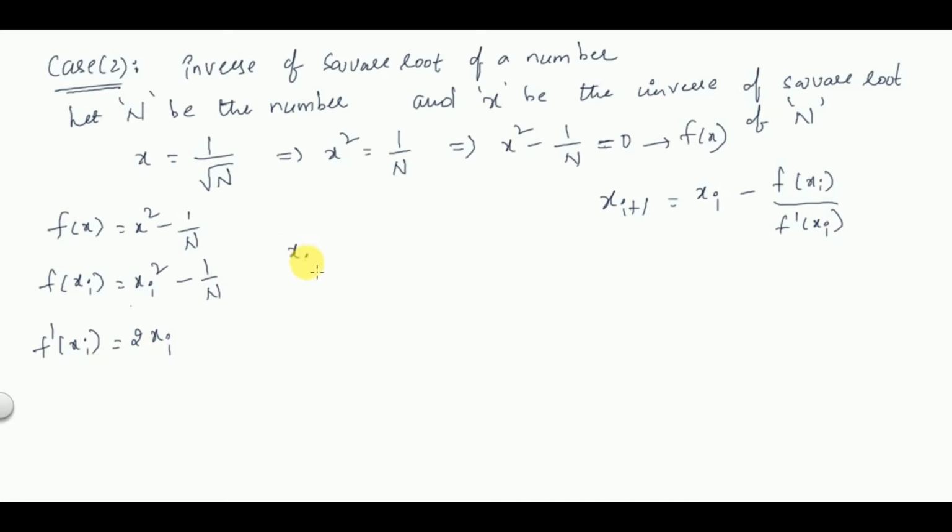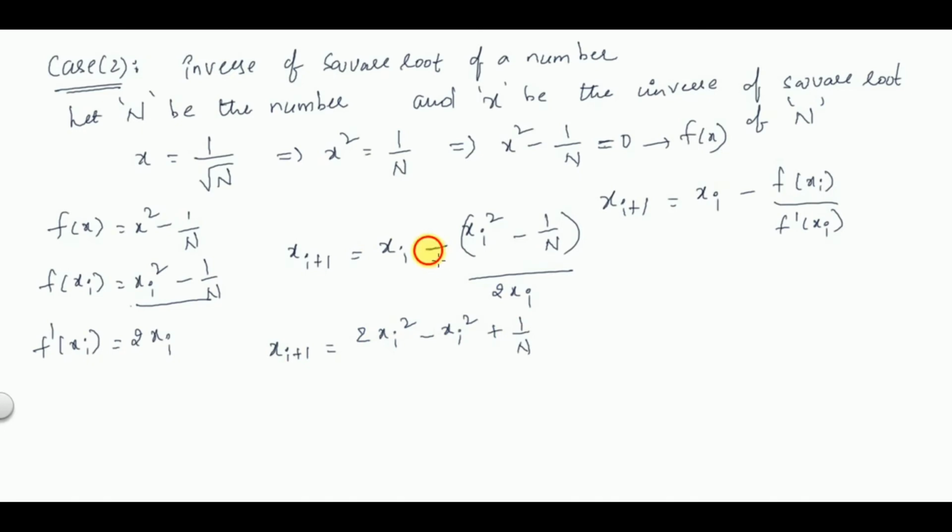So what will be xi plus 1 then? Xi plus 1 is equal to xi minus f of xi. F of xi is this one: xi square minus 1 by n, divided by 2xi. So xi plus 1 is equal to, taking LCM, you'll get 2xi square minus xi square plus 1 by n. Minus into minus becomes plus here, divided by 2xi.